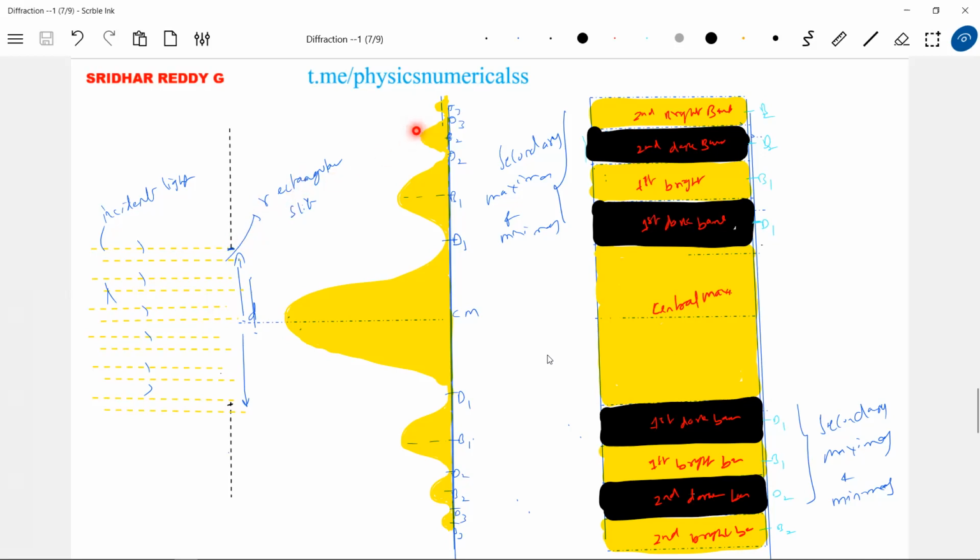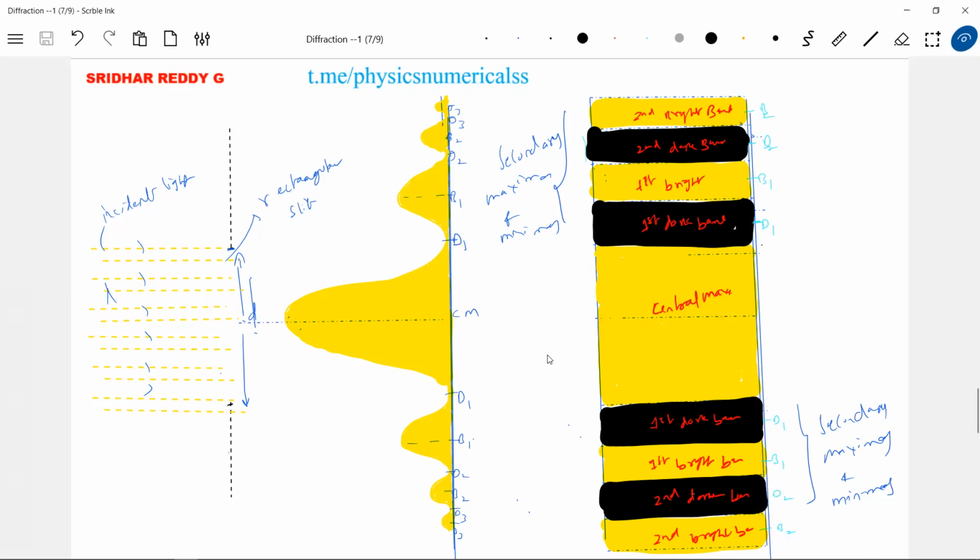Because of that, a superposition of the waves due to different path differences will take place. We get maxima and minima. So the pattern on the screen will not be like this. This is the pattern. We'll get a bright band. Next immediately is the first dark band, first bright band, second dark band, second bright band, like this. The pattern will be symmetric. These are called secondary maxima and minima. This is called the central maxima.